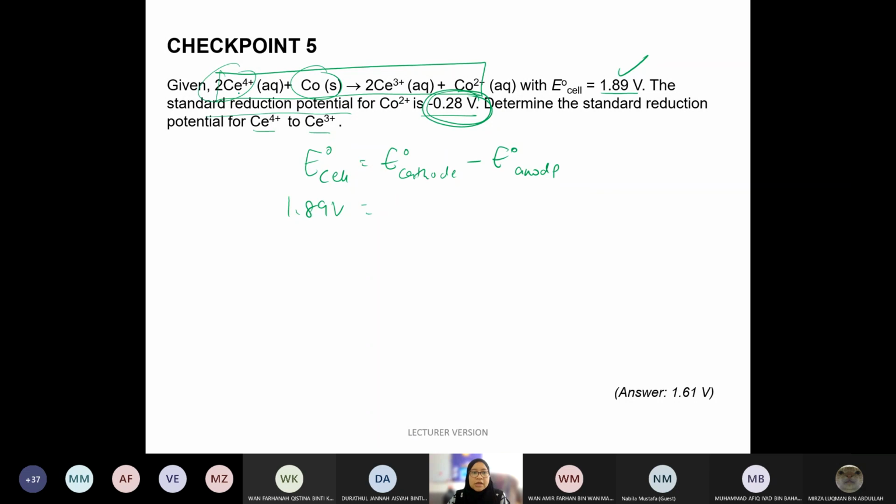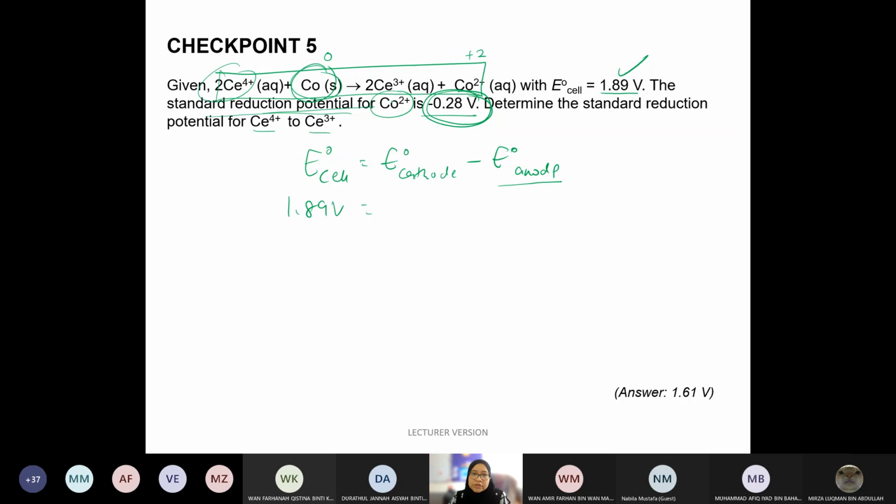Okay, from the equation, look at the Co. So Co becoming Co2+. So this is oxidation characteristic, right? Co 0 and then becoming 2+. The charge ataupun the oxidation state is now positive 2. So it is increased. That is a characteristic of oxidation. Therefore, Co, this one yang dibagi ni, standard reduction potential for Co2+, is for anode.